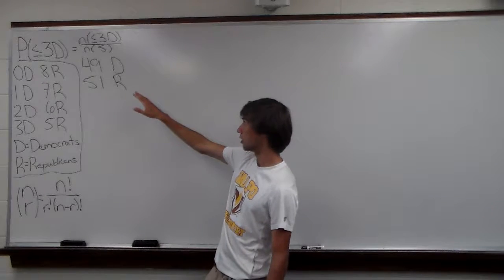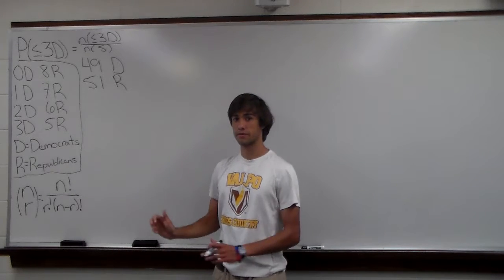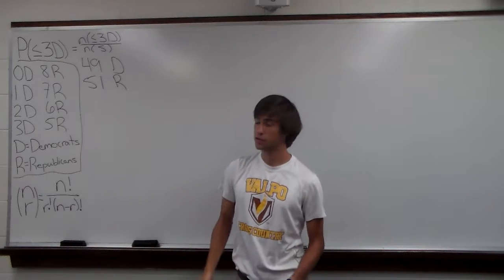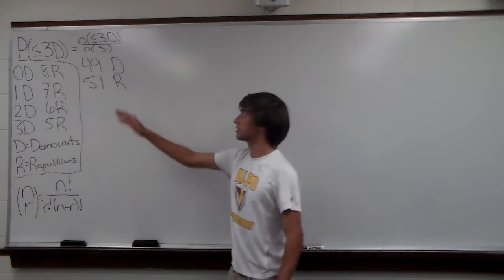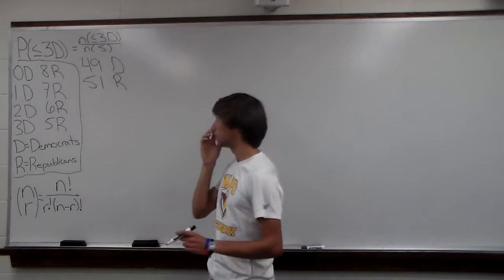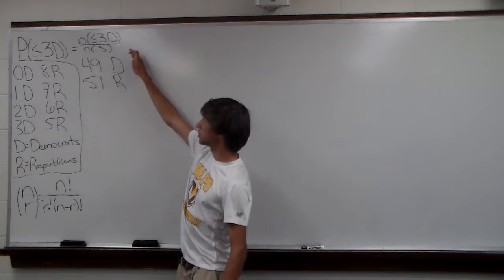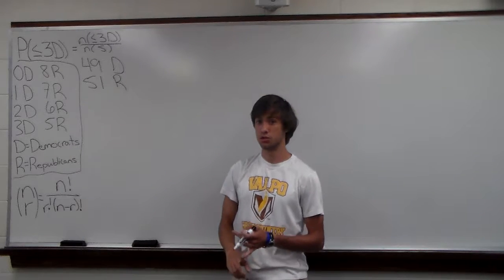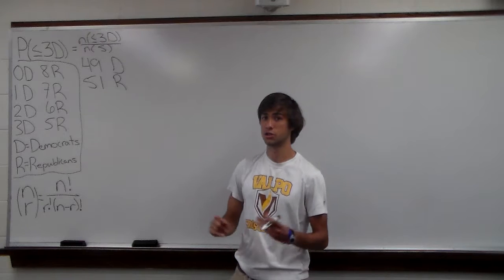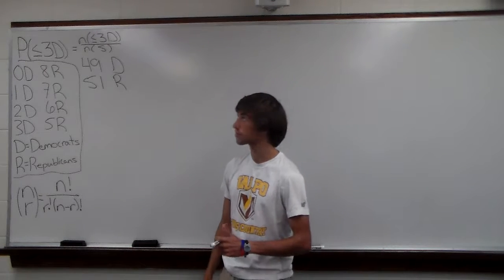The other thing we need to know is that there are 49 Democrats out of 100 and 51 Republicans out of 100. What we're trying to find mathematically is the probability of choosing at most 3 Democrats, so less than or equal to 3 Democrats. To do that, we need to find the number of ways to choose less than or equal to 3 Democrats and the number of ways to choose a total of 8 people out of 100.